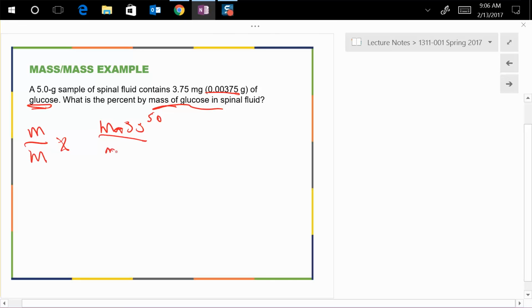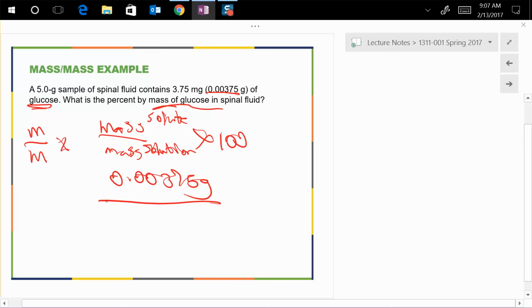Okay, divide by the mass of the solution, I'm sorry, not the solvent, that's a big mistake, solution. Mass of the solute over the mass of the solution, okay, times 100%. So we're going to have 0.00375 grams divided by 5.0 grams times 100. So what is my mass per mass percent here?